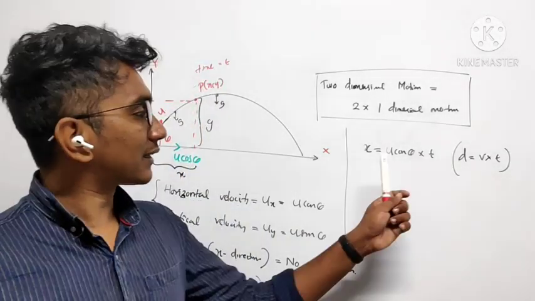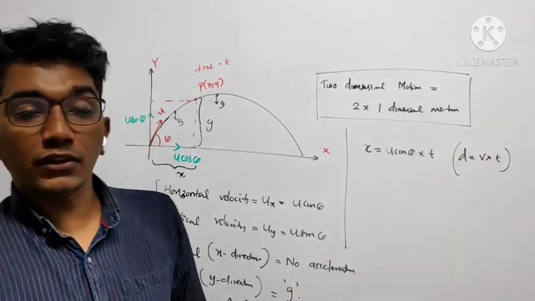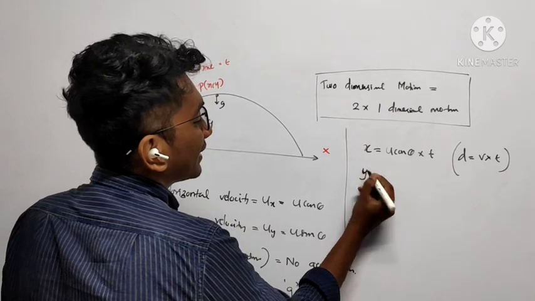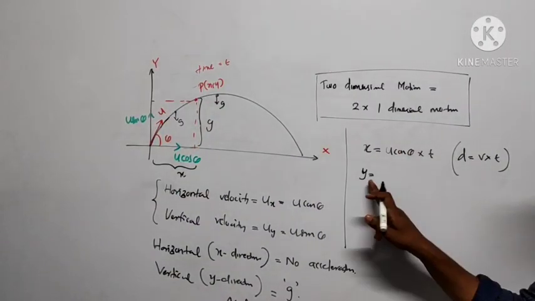If there is no acceleration, x is equal to u cos theta into t, just like b is equal to v into t. And then what about y? This is what I want from you. You think about y. How much will y be?